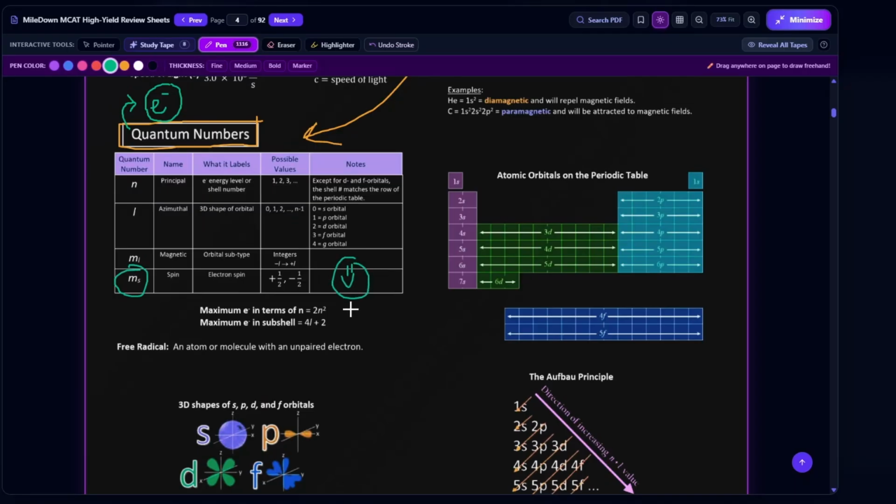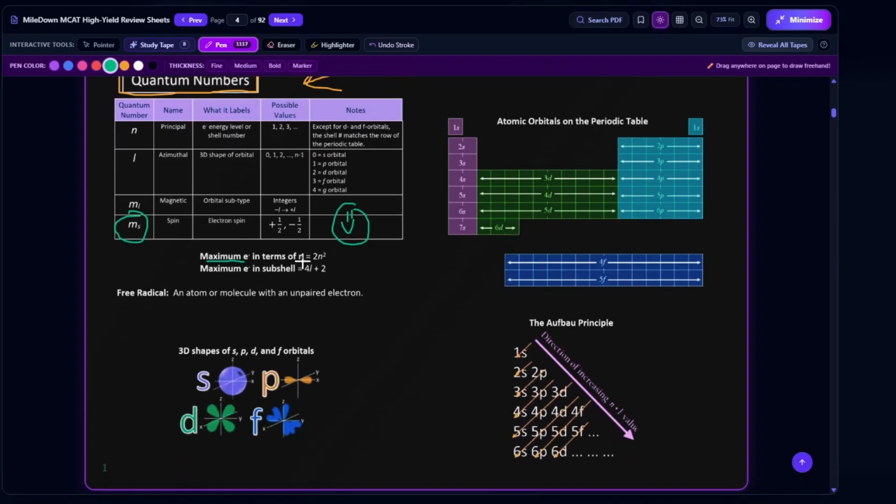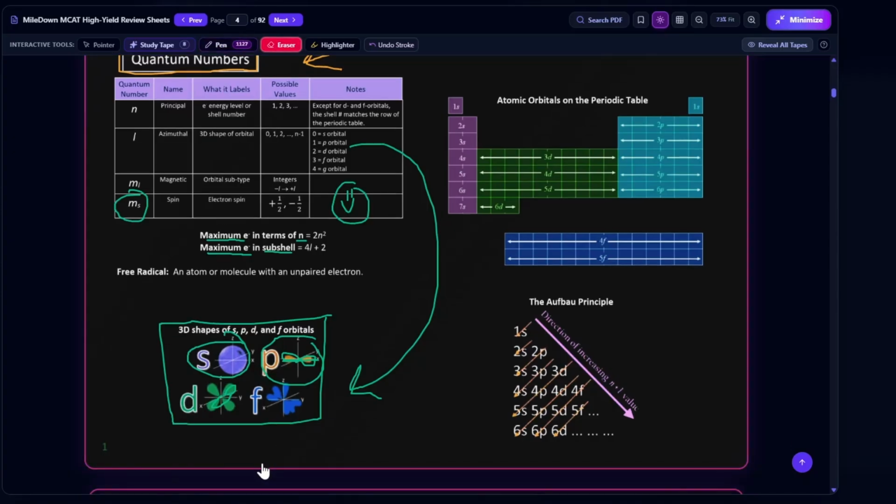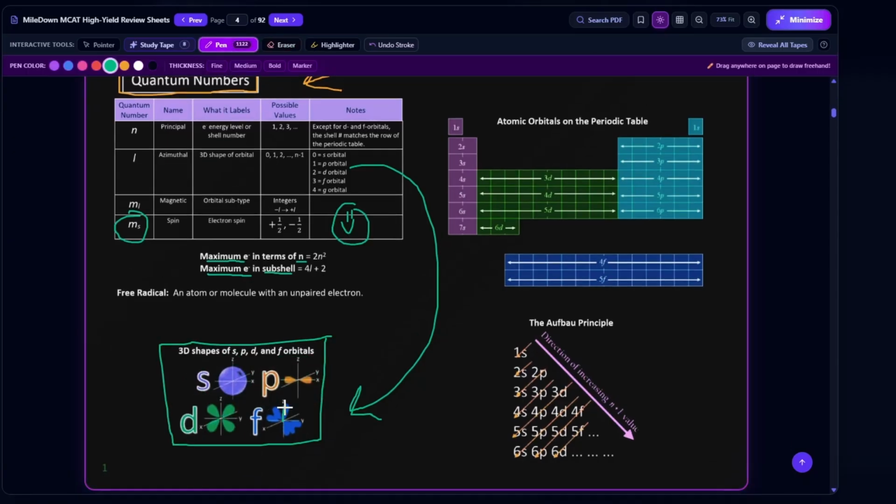All right, anyway. Maximum electrons in terms of N, and then you have maximum electrons in terms of the subshell. So here are your 3D shapes of the subshell and orbitals. It's actually down here, the picture. And so you have S orbital, which looks like a sphere. You have P orbital, which looks like a pair of dumbbells on the x-axis. And then D orbital is like 2 pairs of the dumbbells, and F orbital just looks maxed out with dumbbells. So it looks like it has axes on X, Y, and Z.